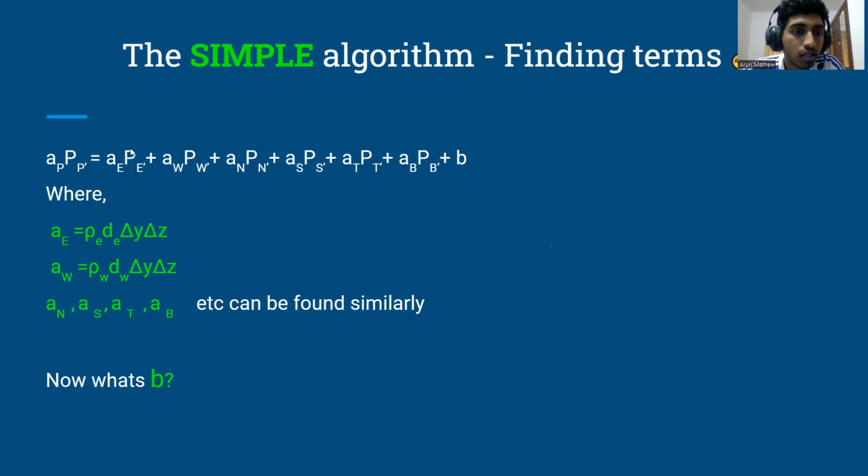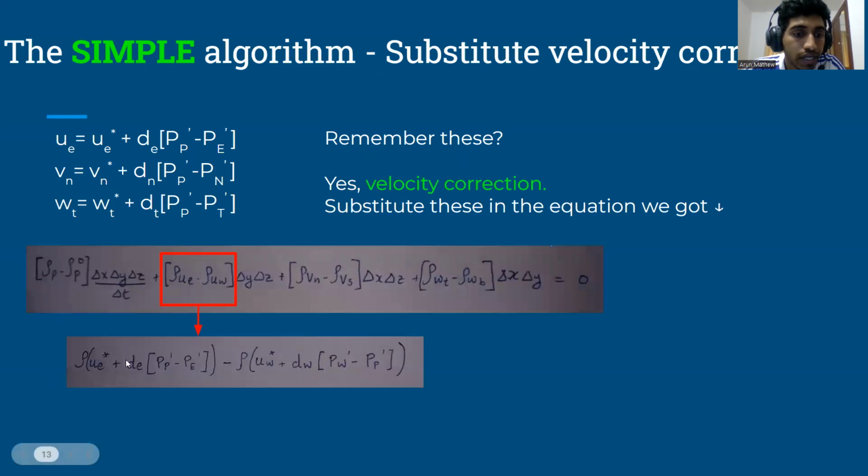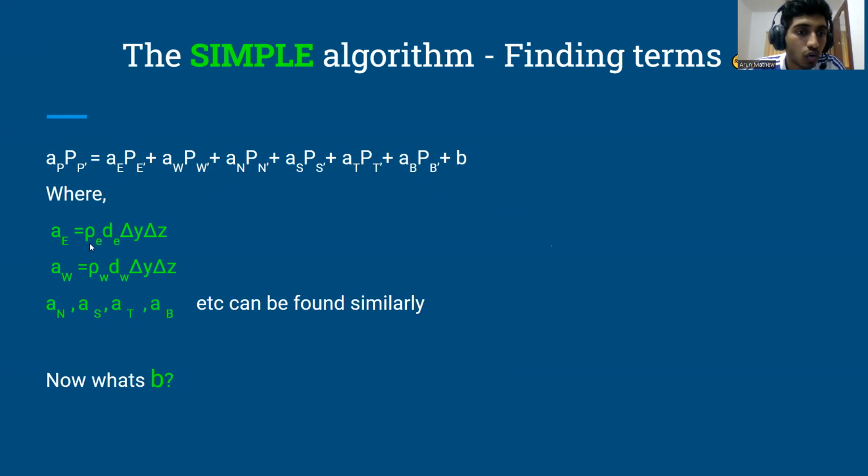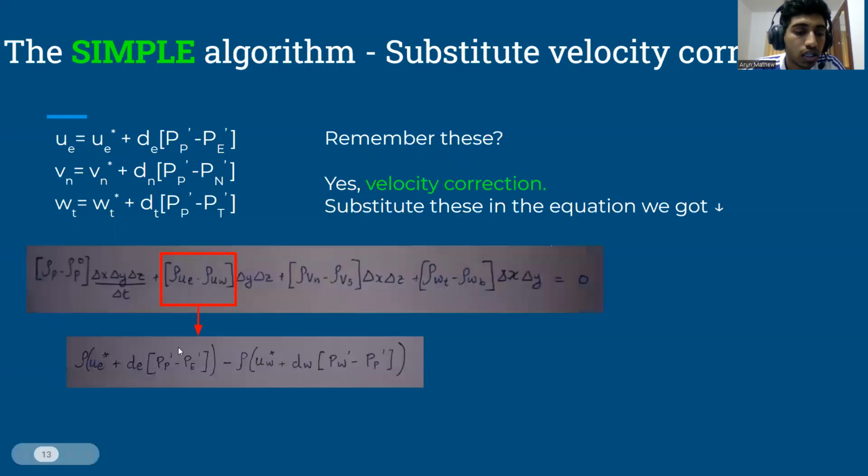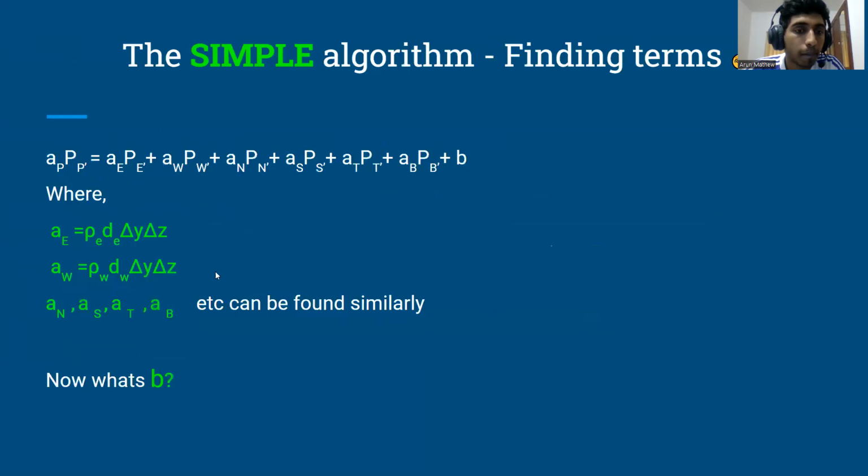the coefficient of PE dash. So DE will be there, rho E will be there, and delta Y, delta Z will be there. It will be a negative value, so when we take it to the right side, it will be positive, which is written here: rho E, DE, delta Y, delta Z. Similarly, for W, we can write rho W, DW, delta Y, delta Z. Similarly, AN, AS, AT, and AB can be found out.